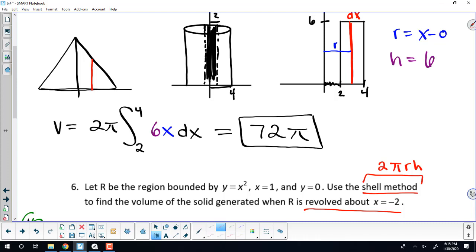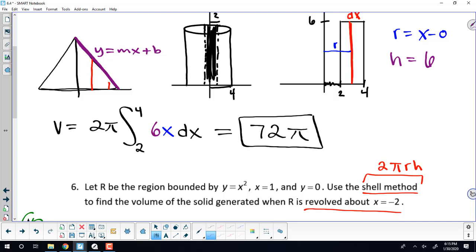Our cross sections, the height, they never varied. It was always 6. But these cross sectional heights vary, which means that the heights of those shells are going to be determined by that function. So based off of the information they give you, you've got to find this linear function right here. So that's kind of the only difference.